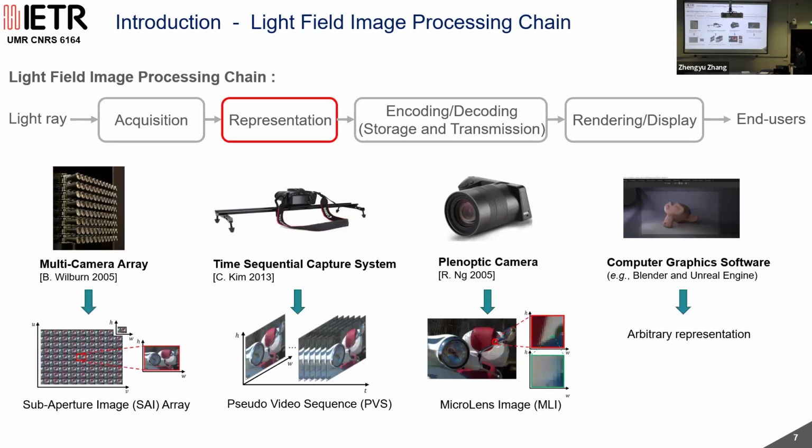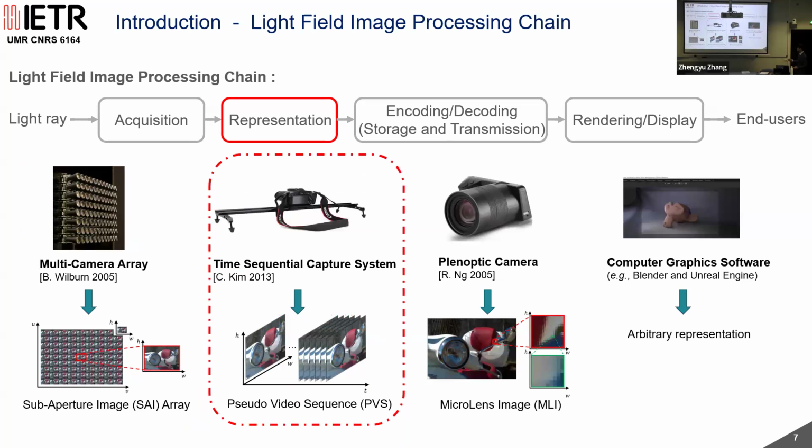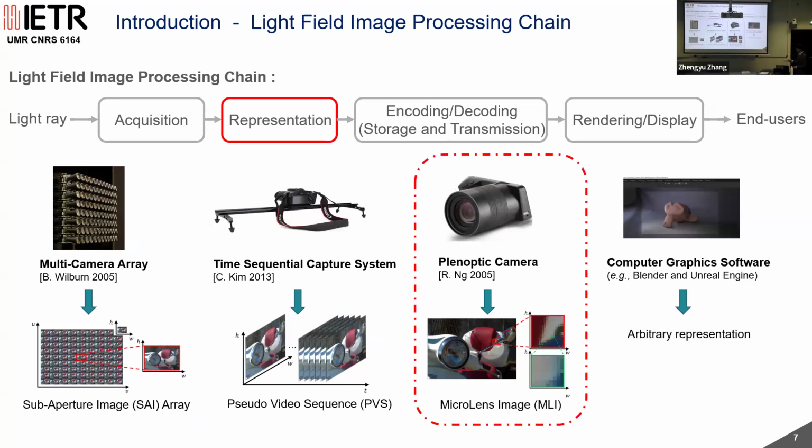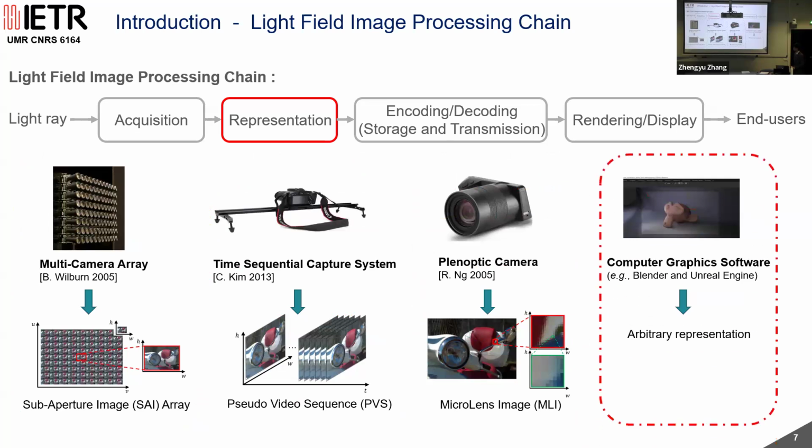And secondly, according to different applications, we can obtain light field images in different representations. For example, if a light field image is captured by the multi-camera array, then it will be represented as an aperture image array. And if the light field image is captured by the time sequential capture system, then it will be represented as a pseudo video sequence. And for the plenoptic camera, it will be represented as a microlens image. And moreover, we can get any kind of light field image representation with the use of computer graphics software.